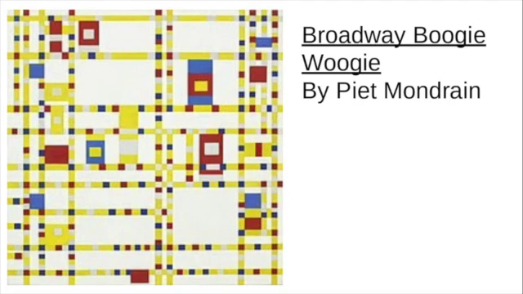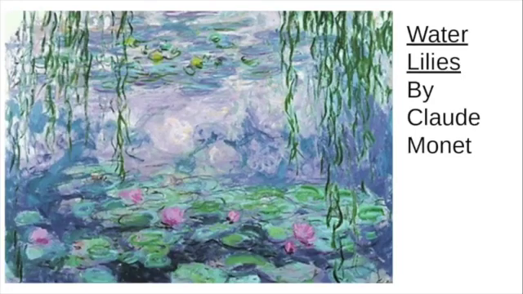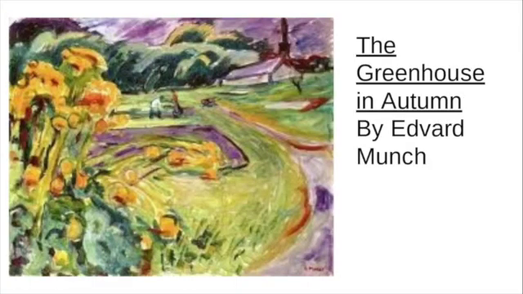The next artwork is called Broadway Boogie Woogie by Piet Mondrian. What group of colors do you think he used in this painting? Primary, secondary, warm, or cool? He used primary colors, red, yellow, and blue. The third artwork is called Water Lilies by Claude Monet. What group of colors did he use in this painting? Primary, secondary, warm, or cool? He used cool colors, lots of blues, greens, and purples.